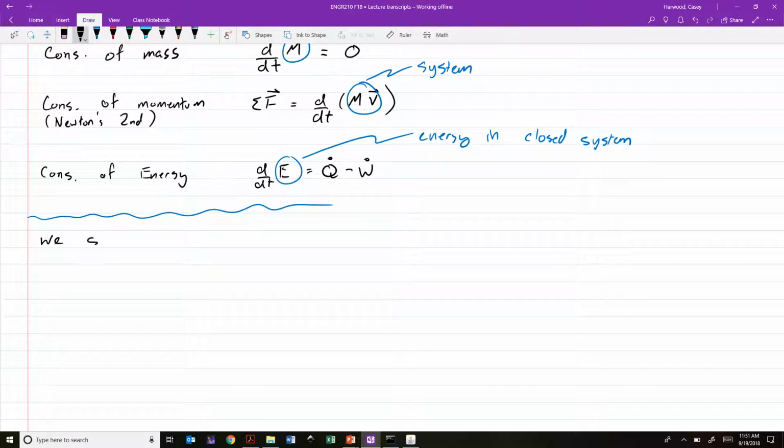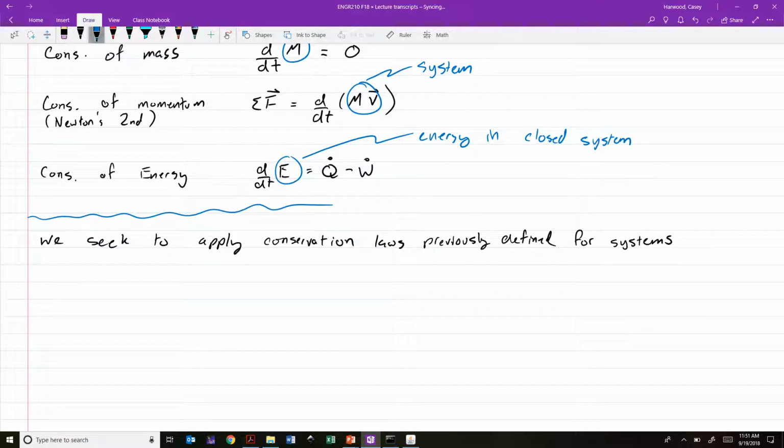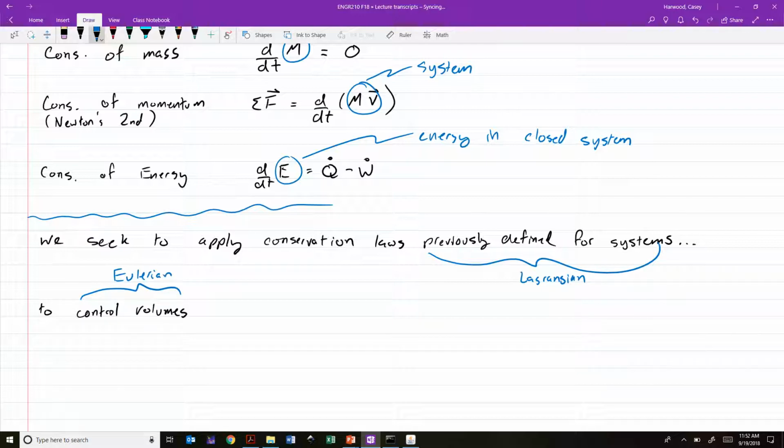So we seek to apply conservation laws that are previously defined for systems, which means that these are defined in a Lagrangian framework, okay, to control volumes, which means that we're trying to apply these now in an Eulerian representation.